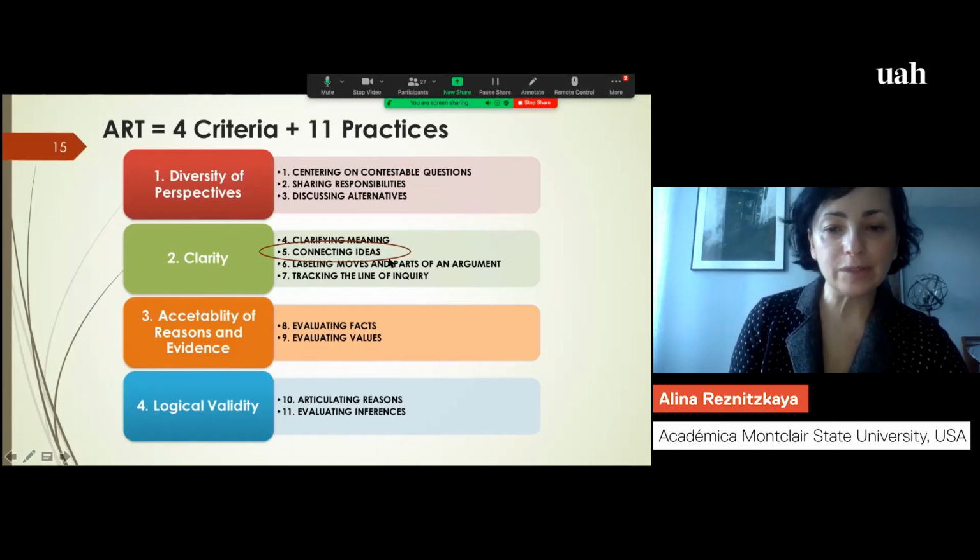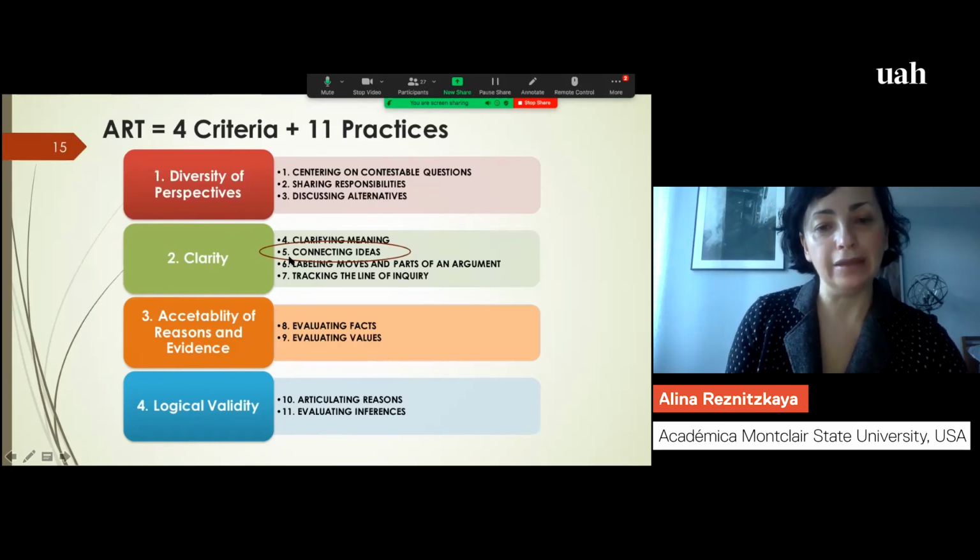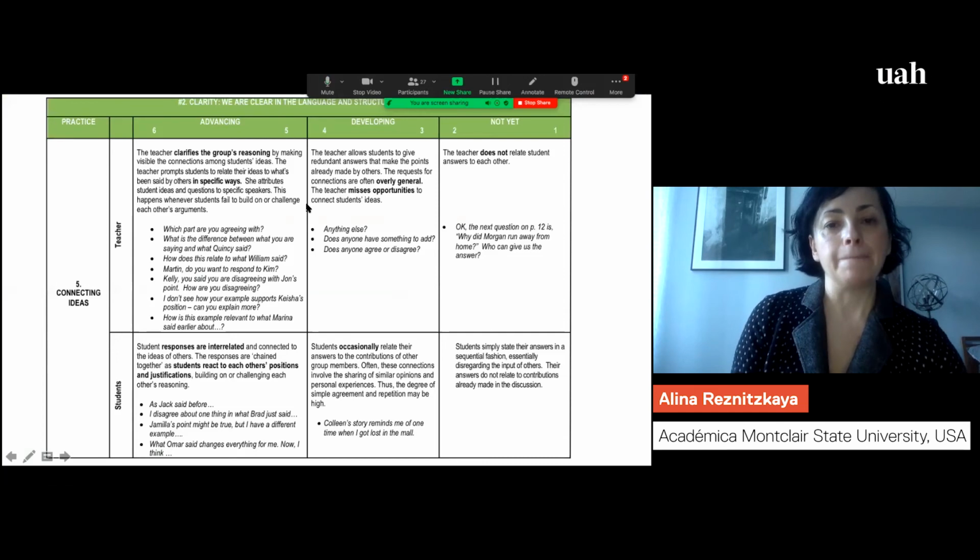So we took each of these practices, and we're just going to look at one, and further specified it for teachers by turning it into a rating scale. If we look at just one, connecting ideas, here it is. You can see a page from this argumentation rating tool with a rating scale going from 1 to 6. We have what teachers should be doing to be at the advancing level, and what students should be saying or doing to be at the advancing level.